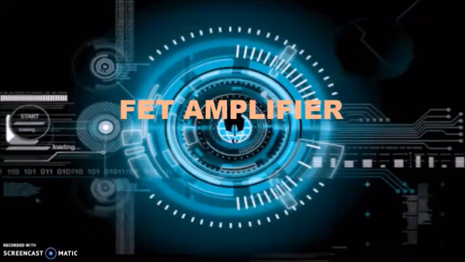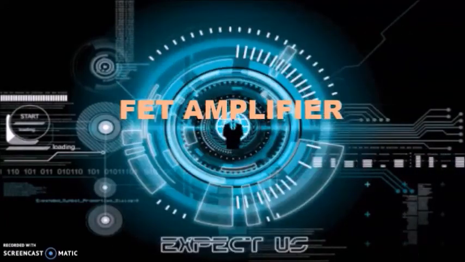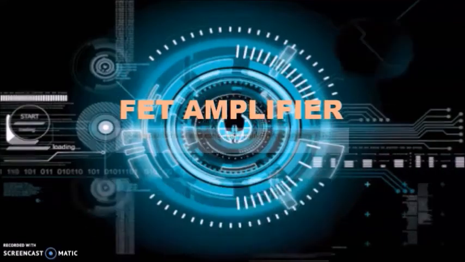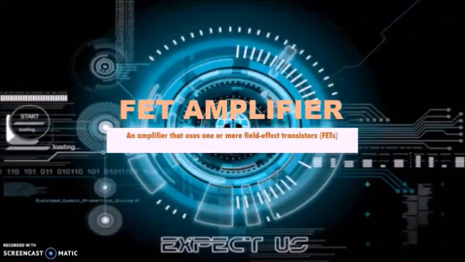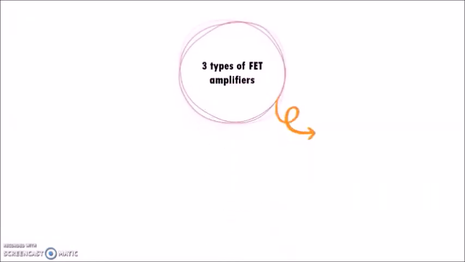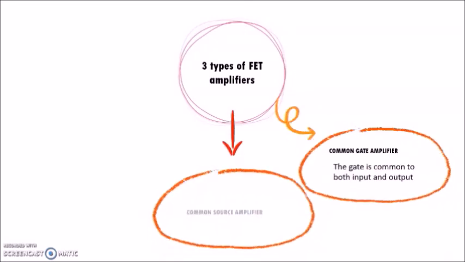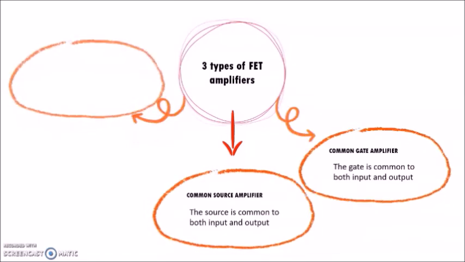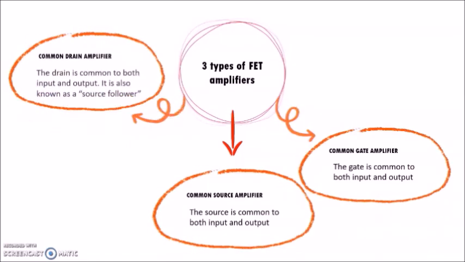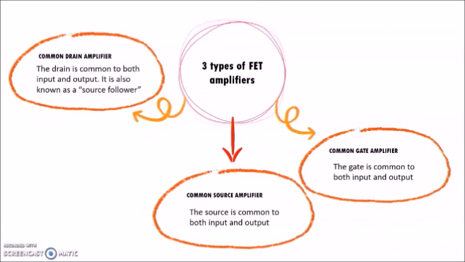Now, we will go to the basic field effect transistor part. First is the JFET amplifier, which uses one or more field effect transistors. There are three types of FET amplifier: common drain amplifier, common gate amplifier, and common source amplifier. For the common drain amplifier, the drain is common to both input and output. It is also known as the source follower. For the common source amplifier, the source is common to both input and output. The next is the common gate amplifier, where the gate is common to both input and output.